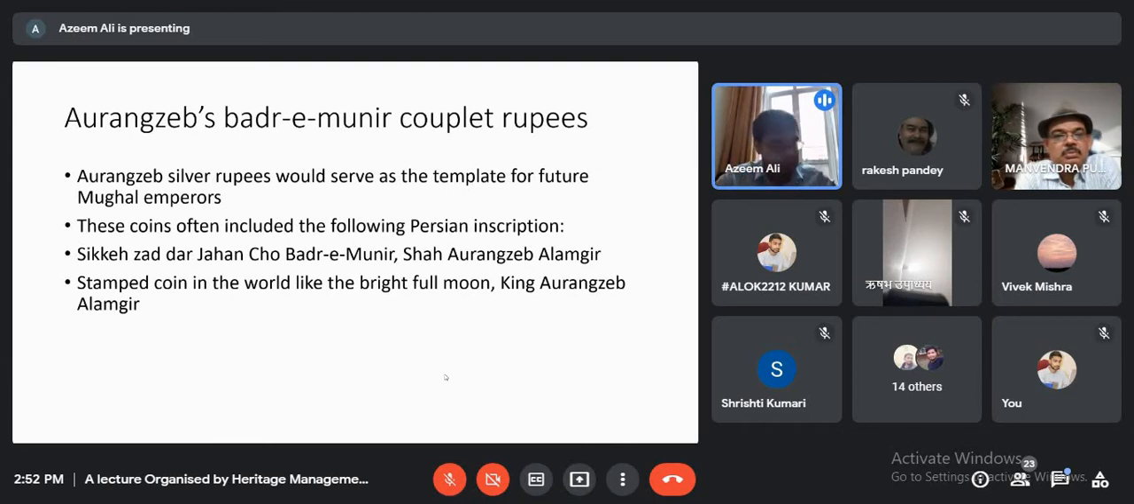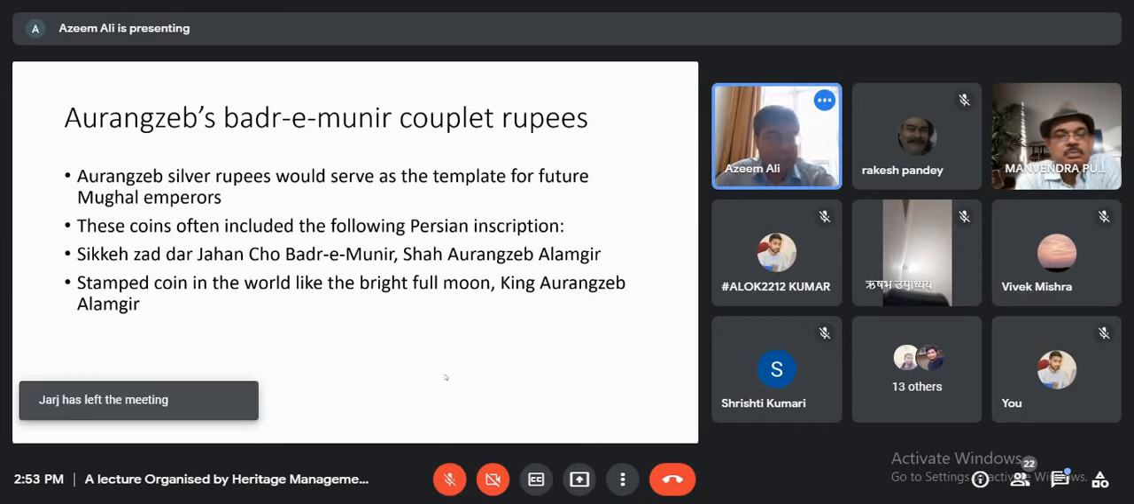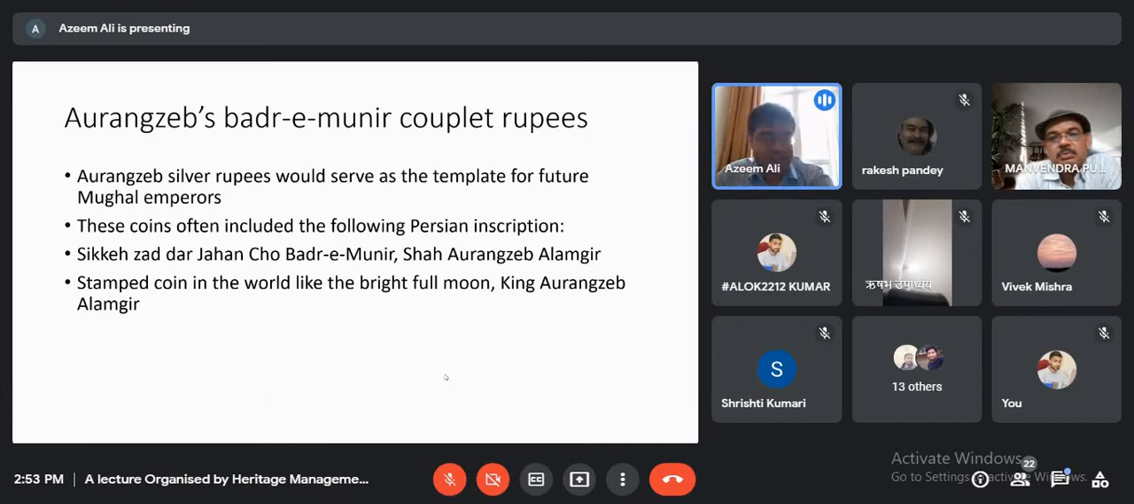And Aurangzeb minted silver rupees, and these often included couplets and Persian inscriptions, such as the following: Sikke zad ba jahan, shod badr-e-munir, Shah Aurangzeb Alamgir, which means stamped coin in the world like a full bright moon, King Aurangzeb Alamgir.